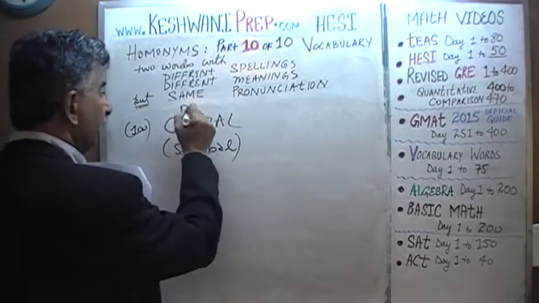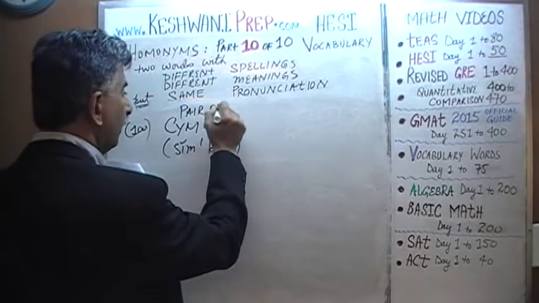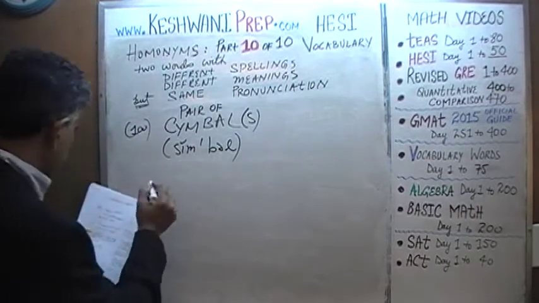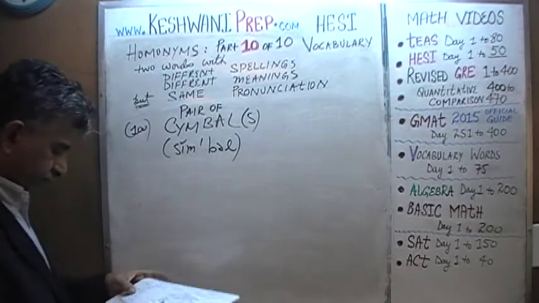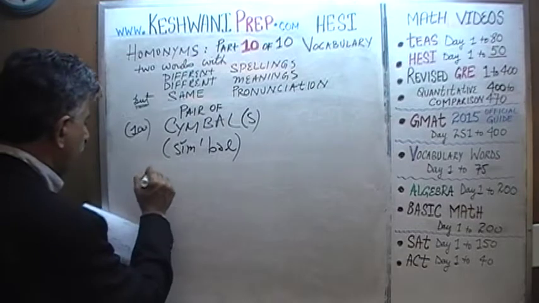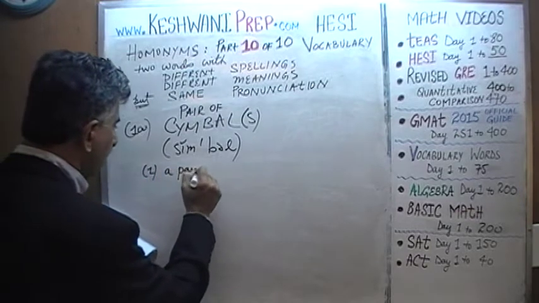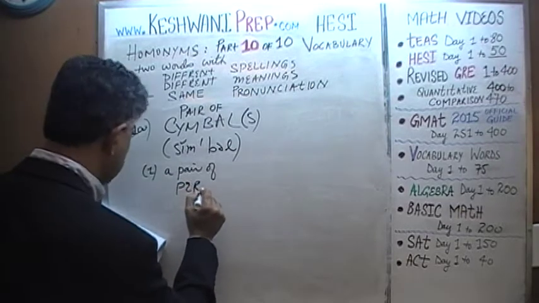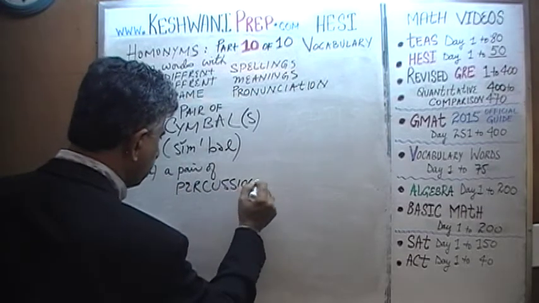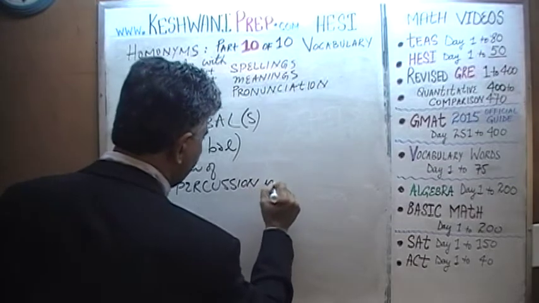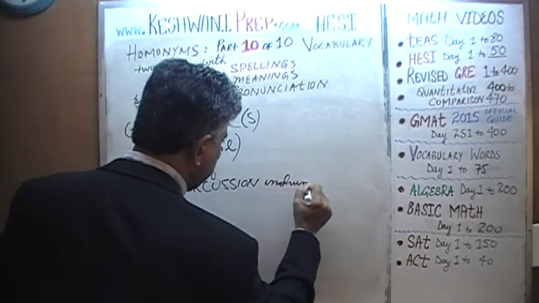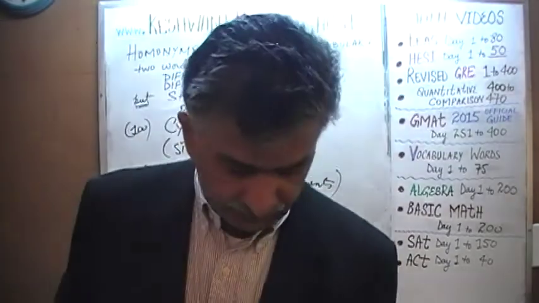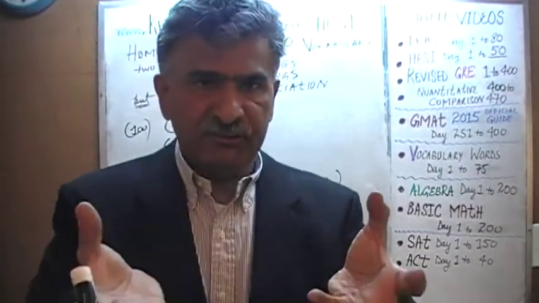This symbol usually comes as a pair of symbols, which is, let's write down the meaning, a pair of percussion instruments made out of brass, usually the cylindrical semi-circle shape.